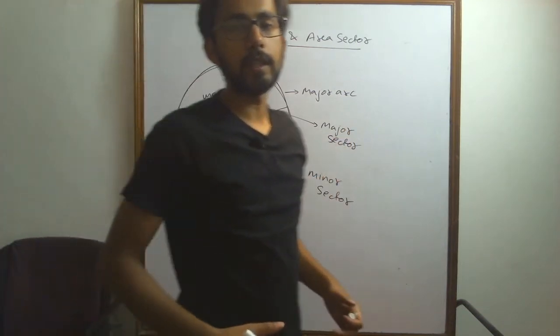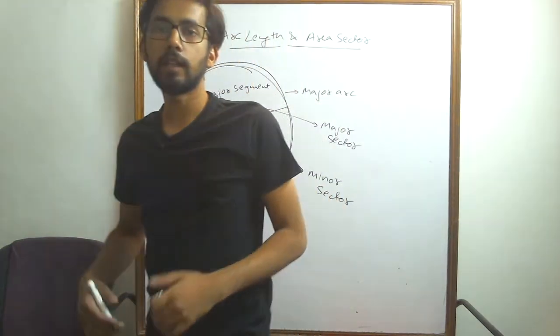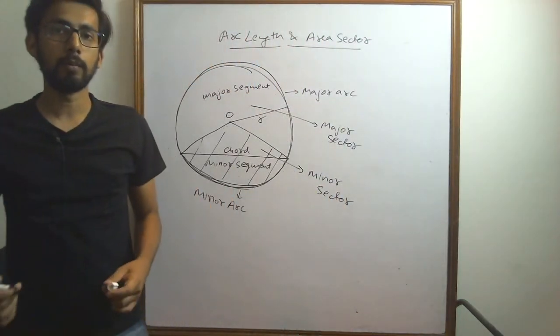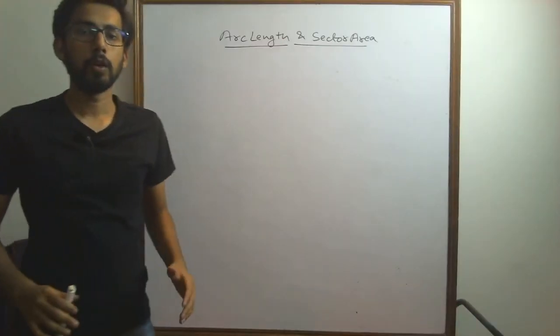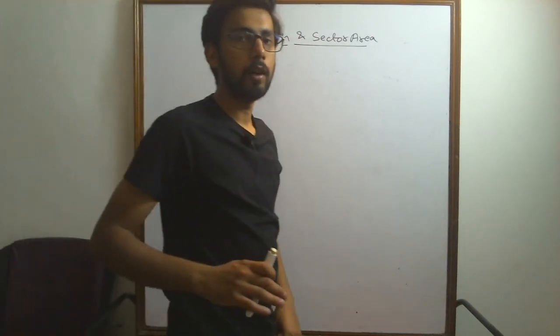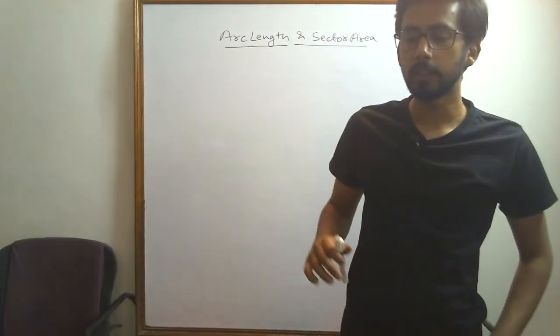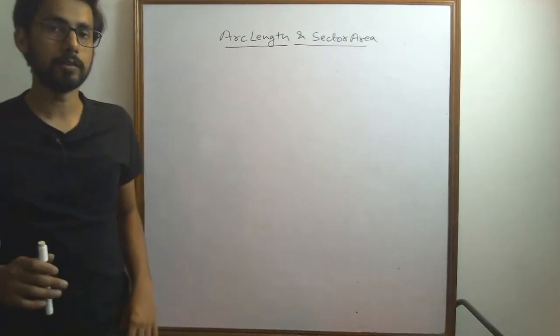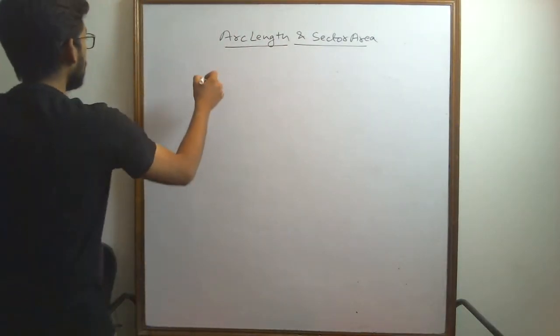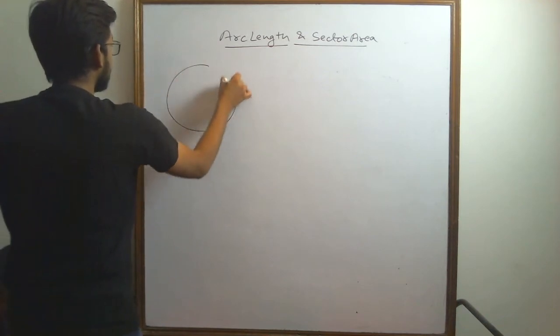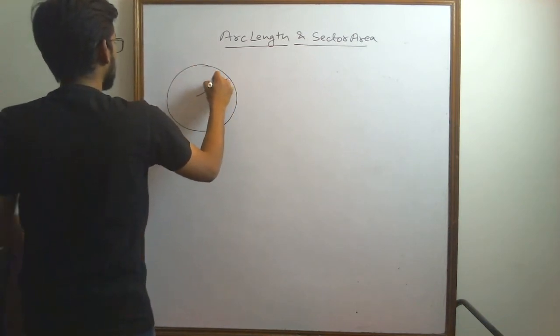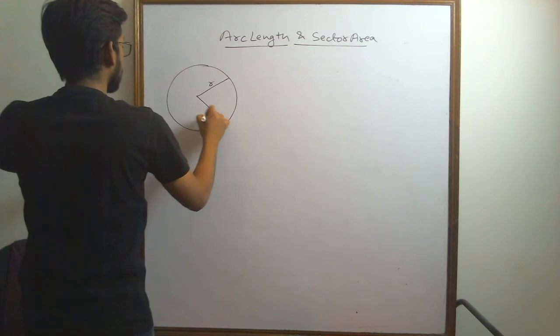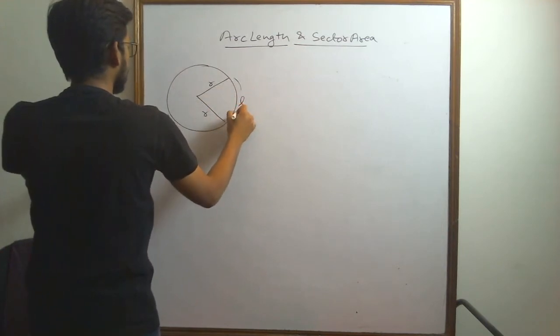So after we have seen the different parts of the circle, we can now move forward to the formulas. The length of the arc of a circle can be written in terms of the angle it subtends at the center and the radius of the circle. So let's see how. We have a circle, say of radius r, and length of arc is L.